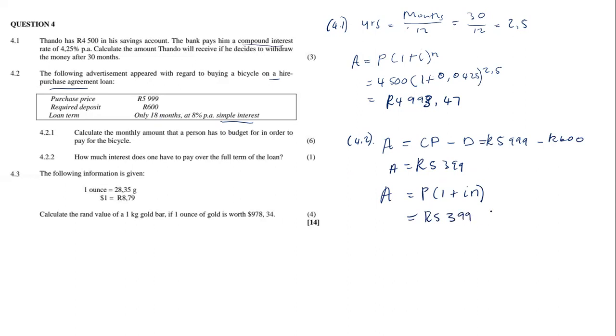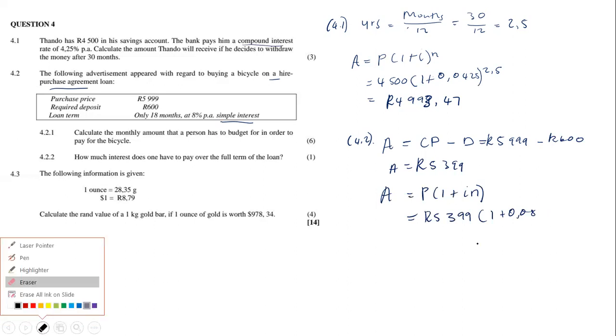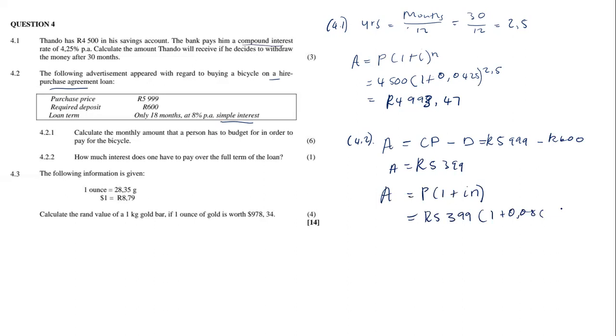399 times (1 plus our interest rate, which is 8%). So it's going to be 8 divided by 100, which is 0.08. I prefer using brackets when I do multiplications, so I use the bracket.